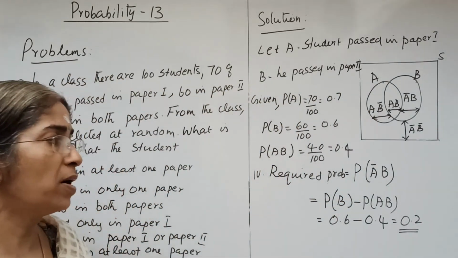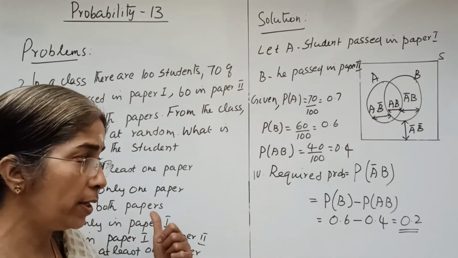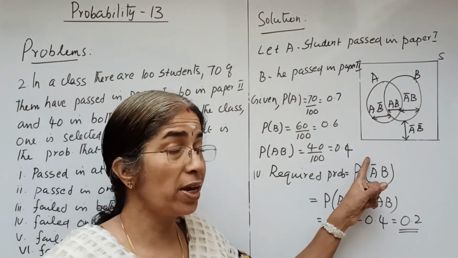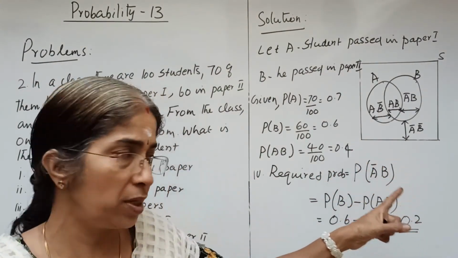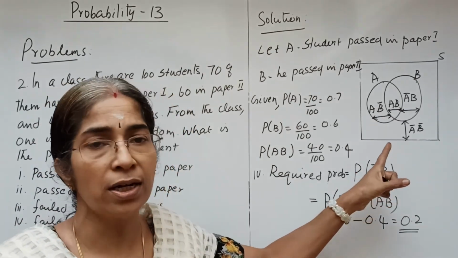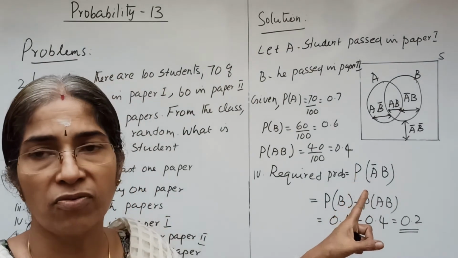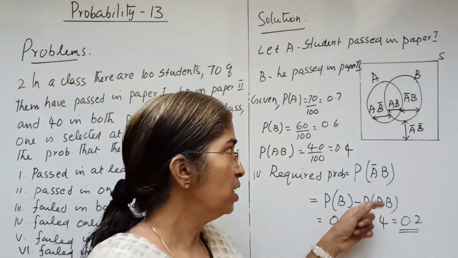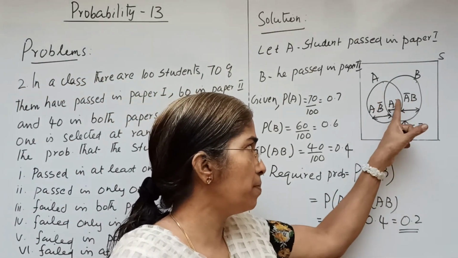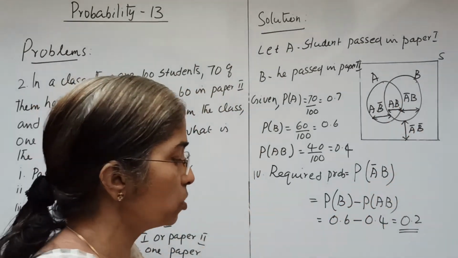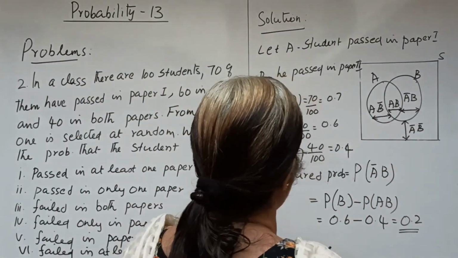So 0.2 is the answer. A student failed in paper 1 only, which is P of A bar intersection B. He failed in paper 1 but passed in paper 2, which is the event P of A bar intersection B. So it is P of B minus P of AB. So the answer is 0.2.